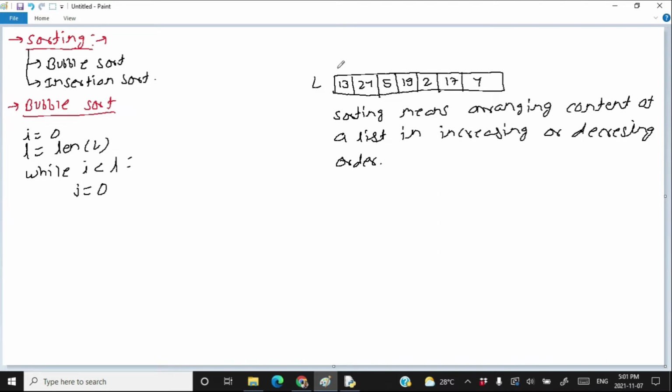Okay, so your i should point here and your j also should point here at this time. Got it? Both are pointing to 0. Now you are going to have another while loop: while j is less than n minus i minus 1. Why I am writing n minus i minus 1, I will explain it later.